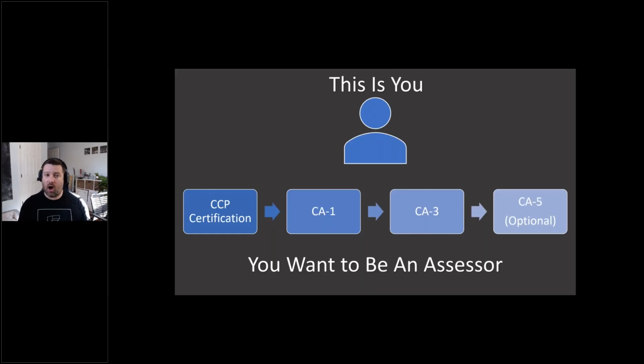So if you're on this call, and this is you, the faceless blue void, and you want to be an assessor, what you can do right now, today, is sign up for CCP. CCP is your baseline certification. Next year, you're going to see CA1 and CA3 come out. We're not sure when CA5 will come out, but they are currently not available. As soon as they are available, training organizations will have them, and Logical Operations will write courseware. This is still a work in progress. They are not available. So if you want to be an assessor, that left box is for you, CCP certification.